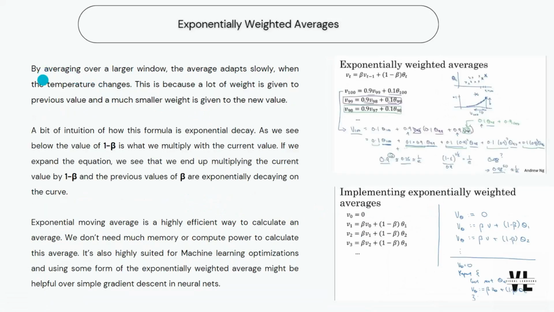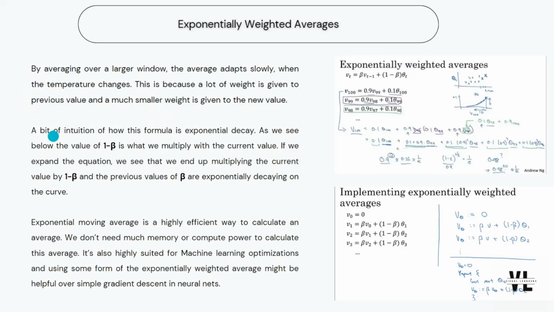So in order to summarize, by averaging over a larger window, the average adapts slowly when the temperature changes. This is because a lot of weight is given to the previous value and a much smaller weight is given to the new value. So when we use a much larger window, a lot of weight is going to be given to the previously accumulated value, and a much smaller weight, which is 1 minus beta, is going to be assigned for the new value.